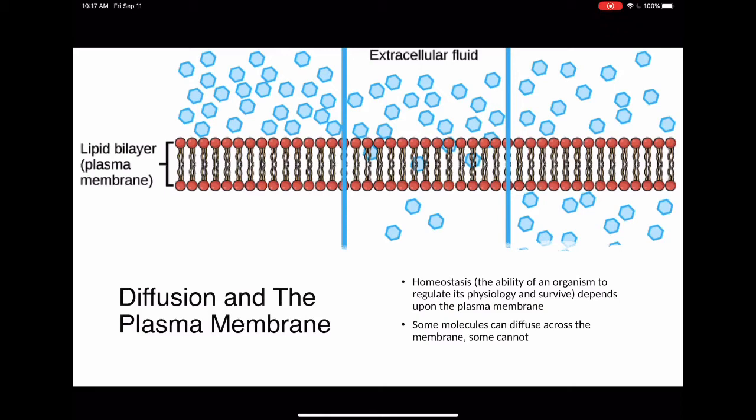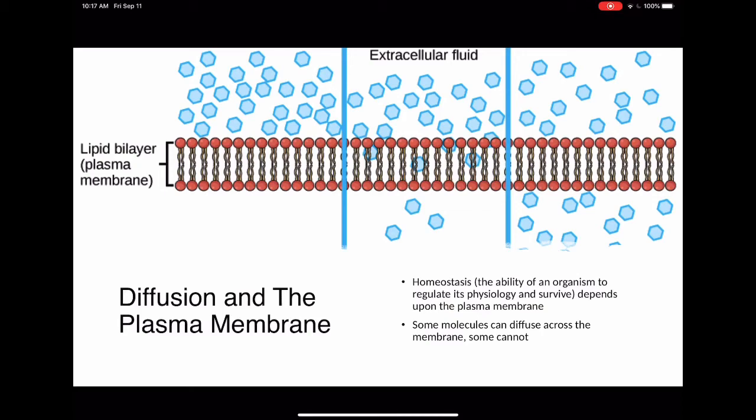So homeostasis, which is the ability of an organism to regulate its physiology and survive, depends upon the plasma membrane. If we just had substances going into and out of our cells, we would not be able to survive. Just think about the things you come in contact with and how if they were just able to enter your cells, no problem, you'd be in some trouble. So some molecules can diffuse across the membrane and some cannot.